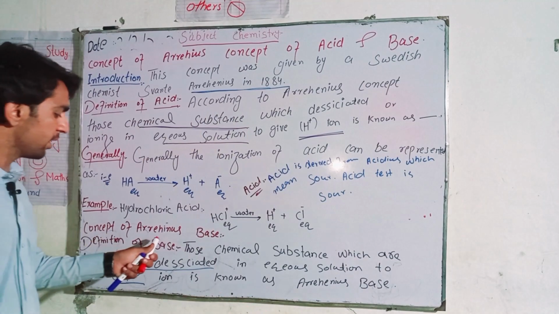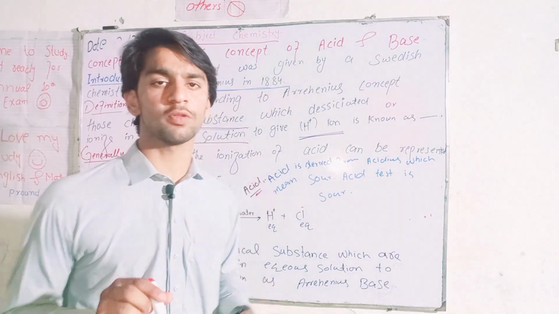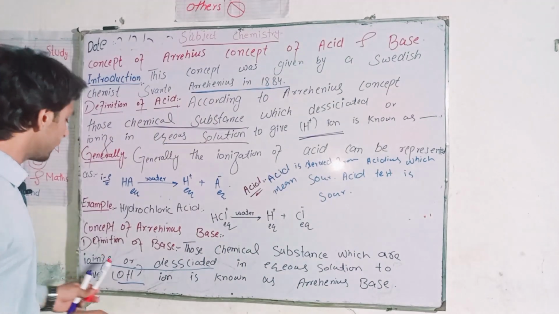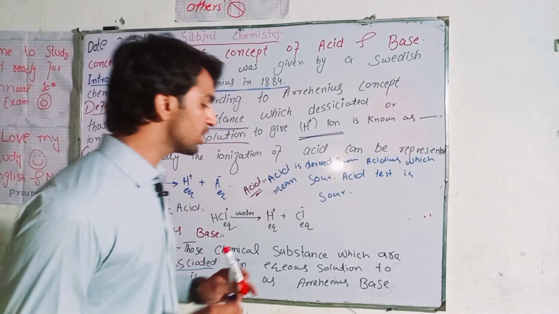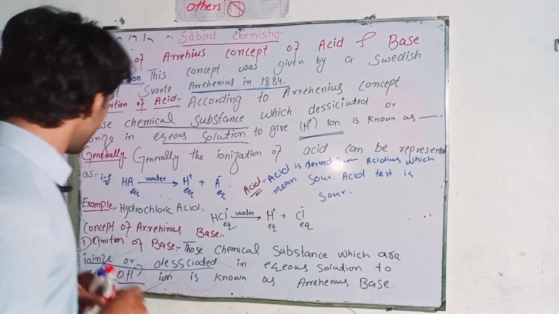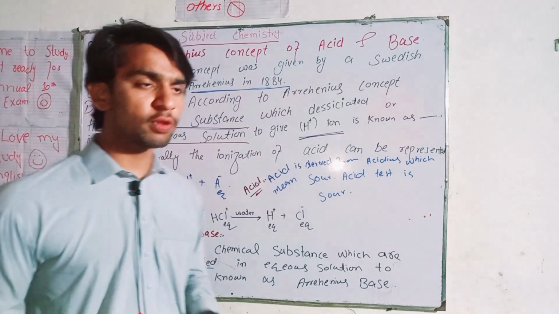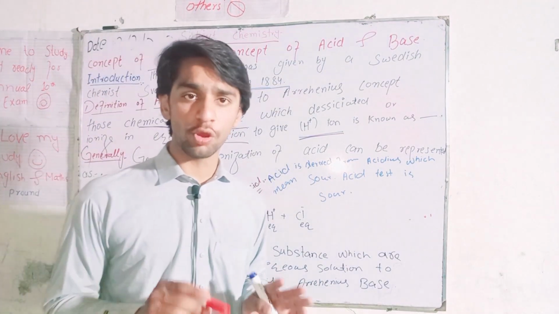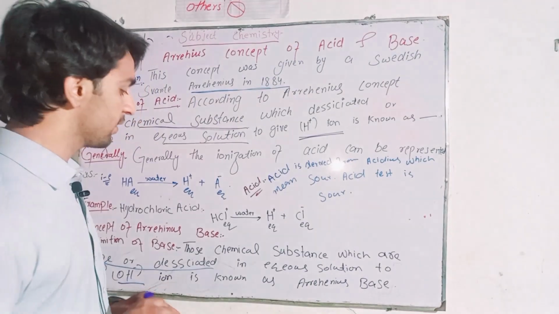Concept of Arrhenius base. What is the concept of Arrhenius base? Definition of base: those chemical substances which ionize or dissociate in aqueous solution to give hydroxyl ion, OH minus, are known as Arrhenius bases.